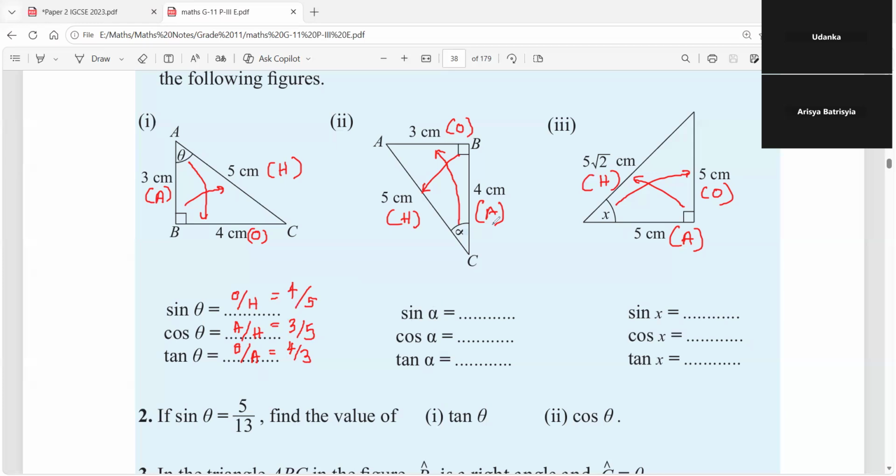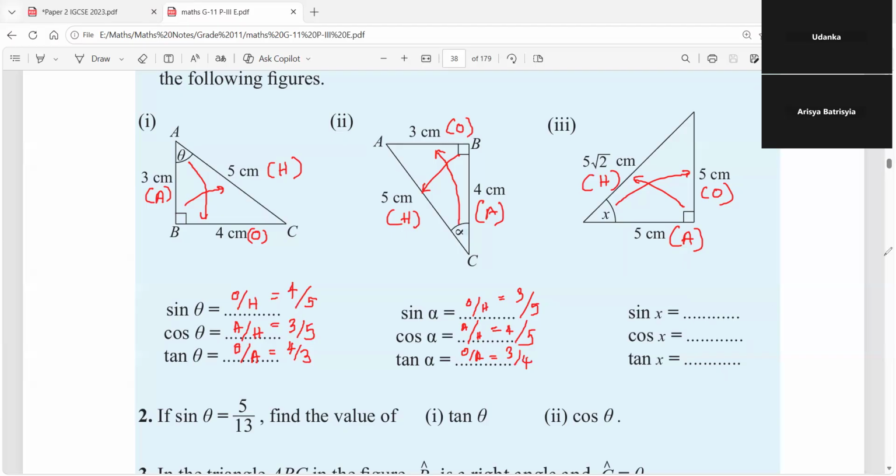What is next one? Sine. Sine is what? Opposite over hypotenuse. What is opposite here? Opposite is 3 over hypotenuse 5. What is cos? Adjacent over hypotenuse. What is adjacent there? 4. What is hypotenuse? 5 there. Here opposite over adjacent. What should be there? Opposite is 3 over 4.